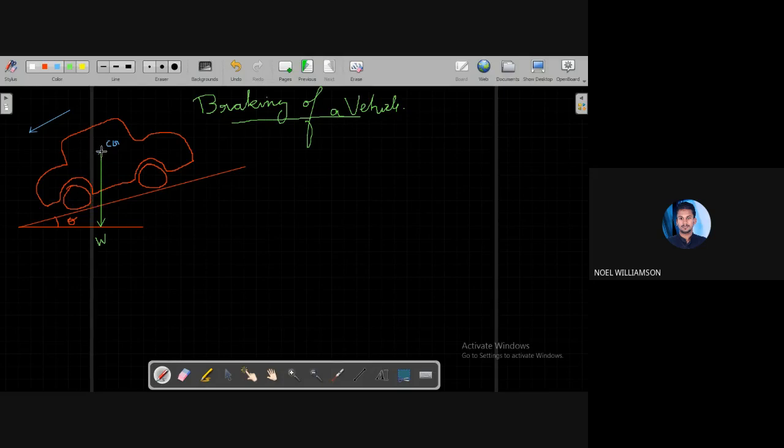the weight along the inclined plane, that is in this direction, that is parallel to the surface, which is W sine theta, W sine theta, and the other component, which is perpendicular to the inclined surface, that will be W cos theta, W cos theta.